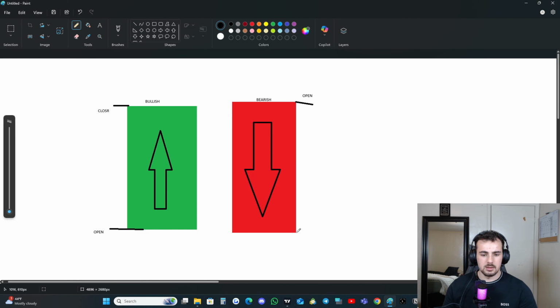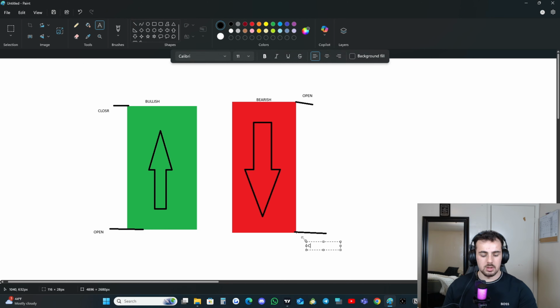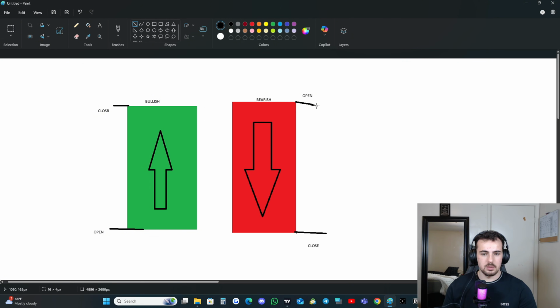And then it closes at the bottom. So close. And sorry that line's not straight. I really don't feel like fixing it, but you get the point. So open, close.